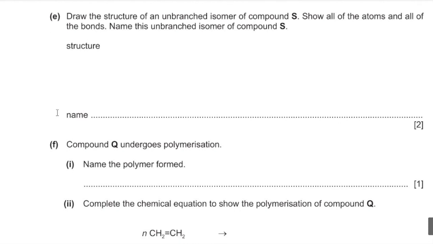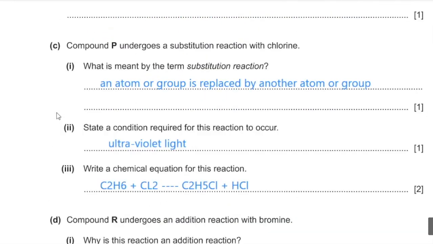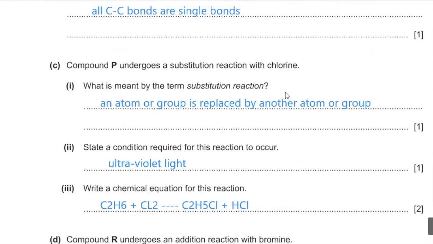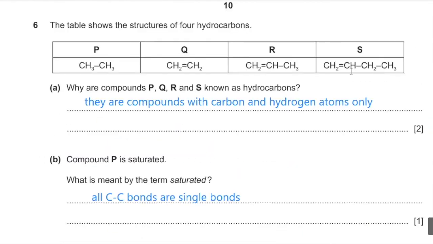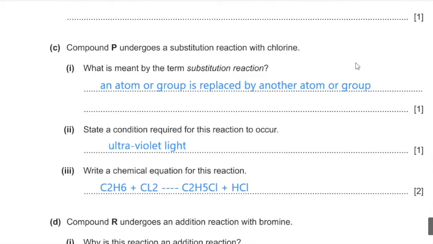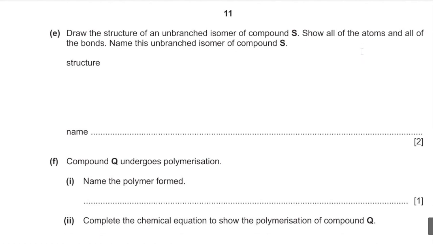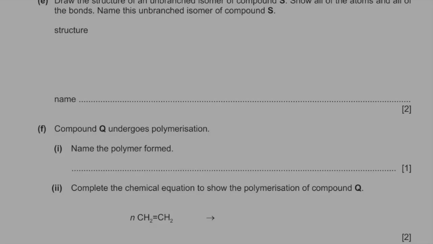E. Draw the structure of an unbranched isomer of compound S. S over here also is an alkene, and we can shift the double bond from the first position to the second one. Show all of the atoms and all of the bonds. Name this unbranched isomer of S.